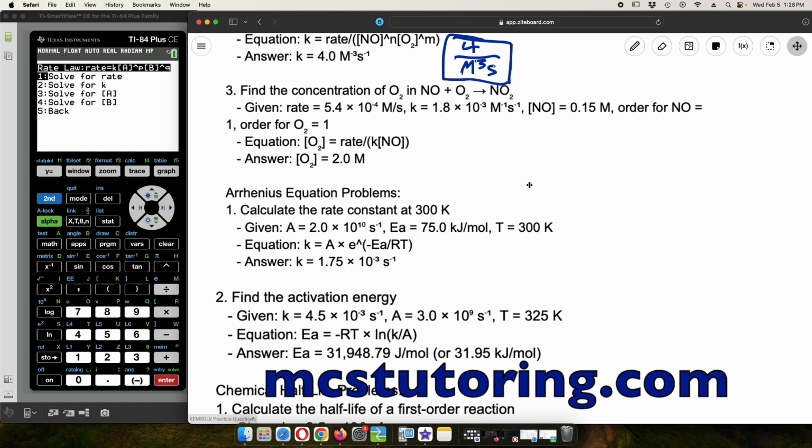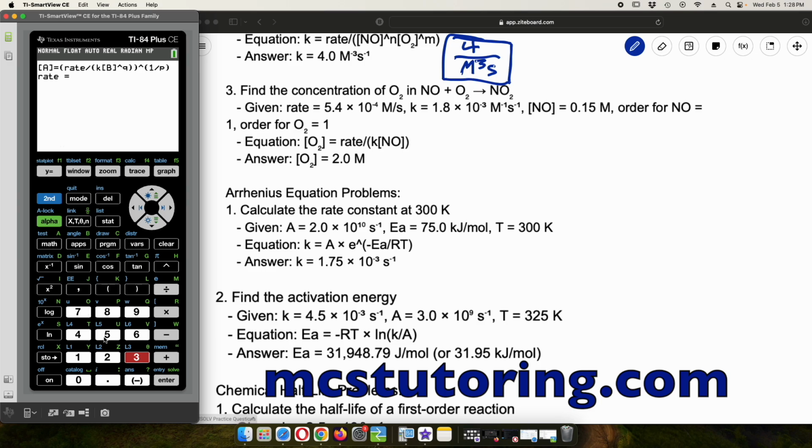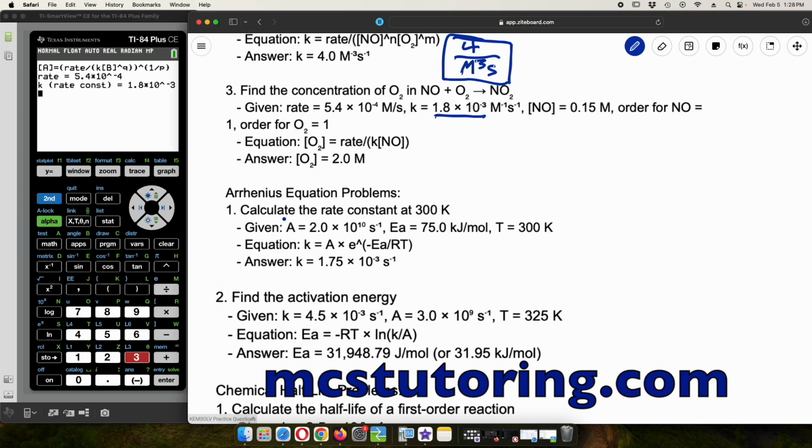Okay. Find the concentration of O2 in NO plus O2 yields NO2. So we're trying to find the concentration, so we're going to go for the molarity, I believe. Okay, and what's the rate? It's 5.4 times 10 raised to the -4. And then what's the K? What's the rate constant? Okay, that's 1.8 times 10 raised to the negative third. So that's that number I got from before.